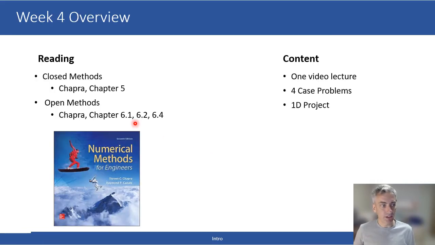So the reading for this week is Chapra's book, chapter 5. That will describe closed methods for finding roots, and then open methods for finding roots, and that's chapter 6.1, 6.2, 6.4 of Chapra's book. In this week's material, there'll be 1 lecture video. This is it. There'll be 4 case problems, and we'll continue with the 1D project as well.